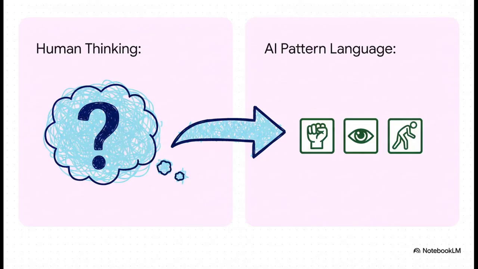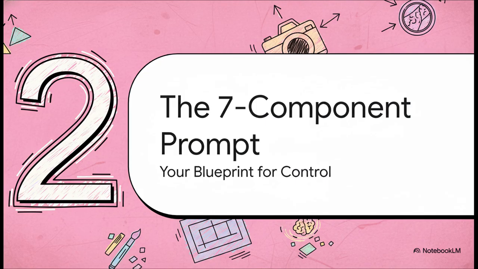And this slide shows that translation process perfectly. Our job as artists, as directors, is to convert that abstract human thought on the left into the concrete AI pattern language on the right. We have to stop trying to direct feelings and start describing the visual evidence of those feelings. That's the secret.